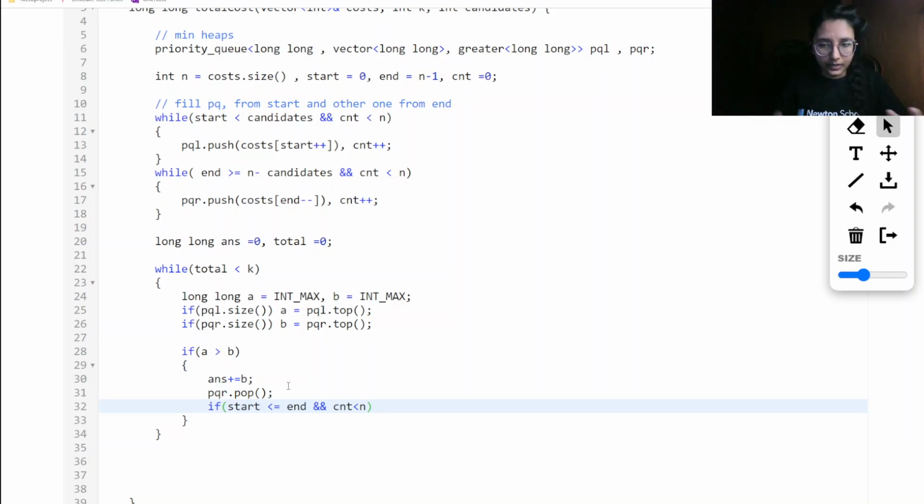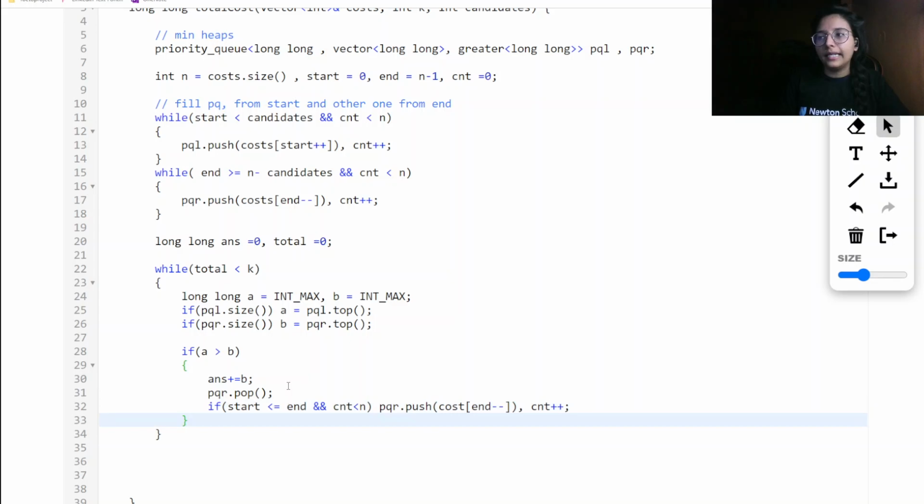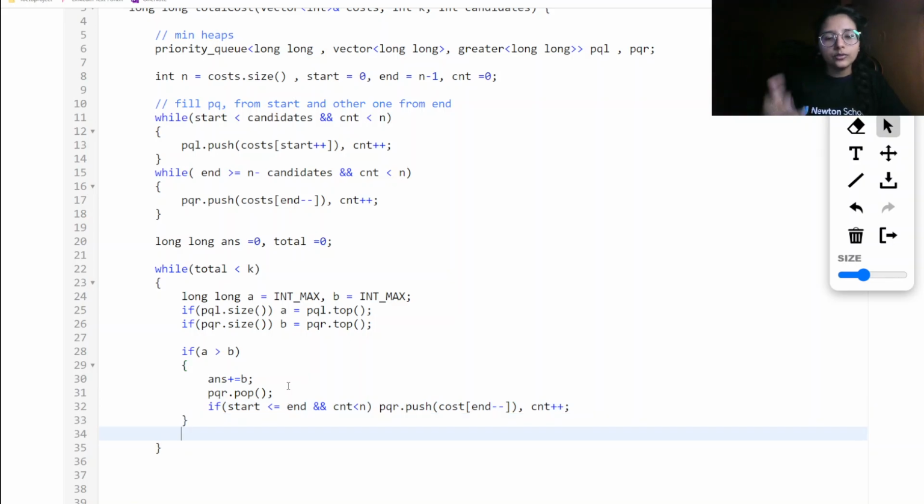And if this condition is satisfied, we will be doing PQR dot push first and minus minus. So this would be the thing. And we also require to increase our count, which keeps the check for our duplicates. This was for this part.